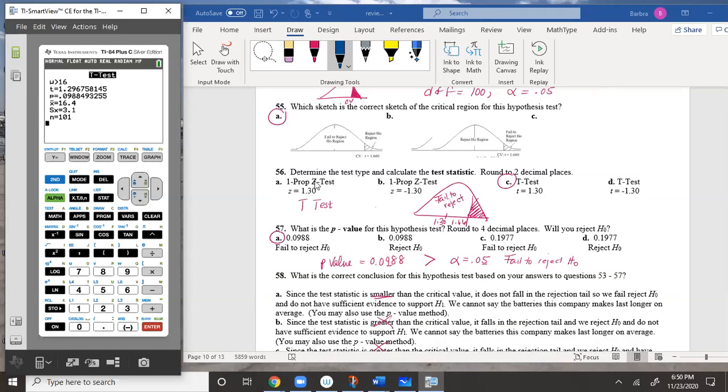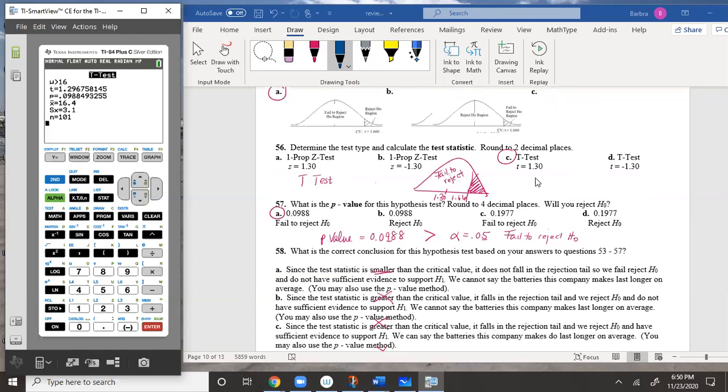And what is the p-value? It's 0.099, or 0.0988 rounded to 4 decimal places. Then we compare that to alpha, which is 0.05. The p-value is greater than alpha, so we fail to reject the null. So that answer is A.